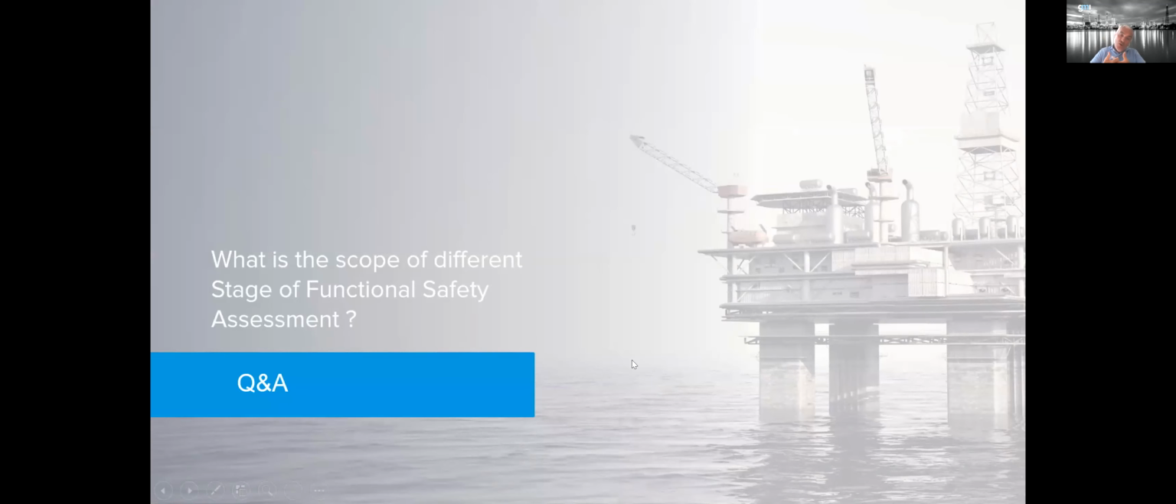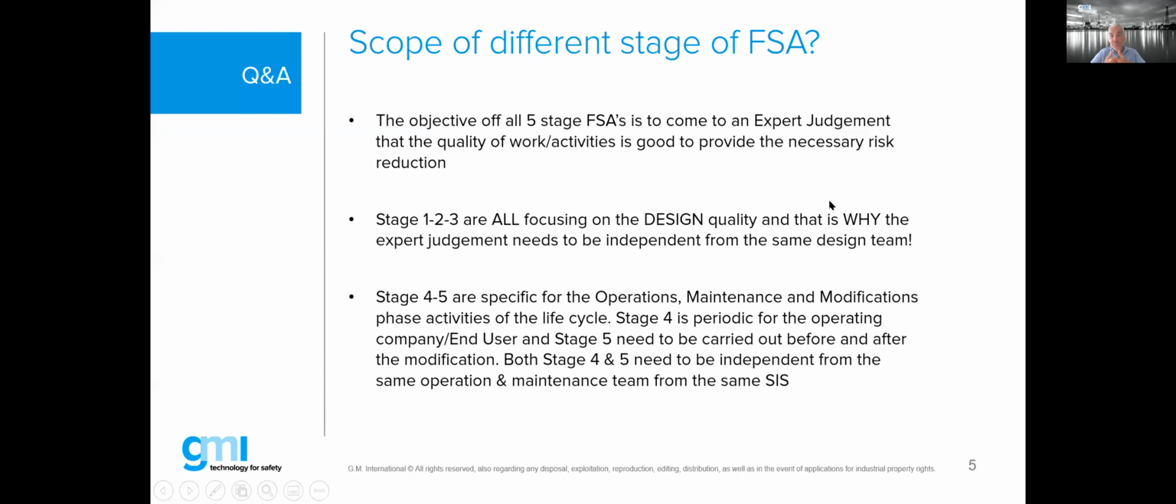Okay. Although I have answered before, I thought it was important maybe to just give you a very quick summary again of what we just explained. It must be clear that the objective of all 5 stages is to come to an expert judgment. Nothing more, nothing less. That means expert judgment, as the word is saying, from an expert, needs to judge that the work activity carried out and proven on paper and proven by a test or a verification report is good to go, yes or no, will give the necessary risk reduction.